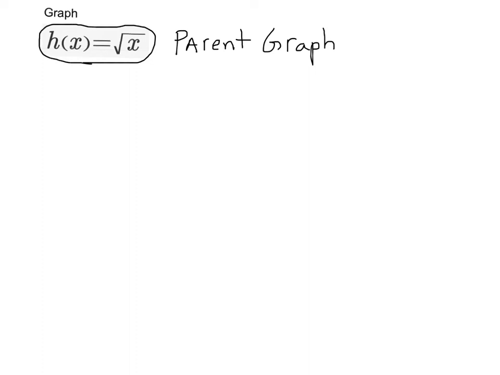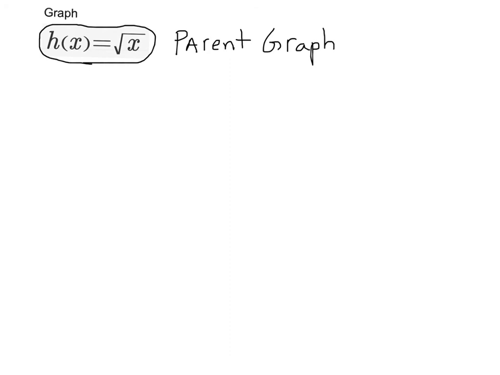Okay, so what we're going to do here is graph the function h of x equals the square root of x. Now, this version of the function is called the parent function, and the graph we are going to graph is called the parent graph. And what that means is this is our basic starting point when it comes to the square root of x, and every other square root of x graph that we will draw will be based on this one.